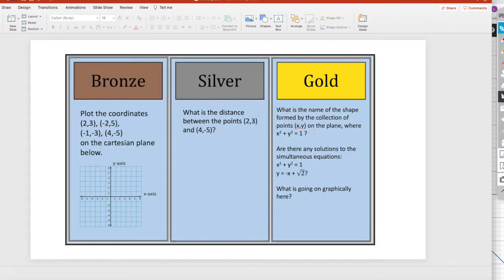Okay, so let's go to goals. What is the name of the shape formed by the collection of points x, y on the plane, where x squared plus y squared equals 1?